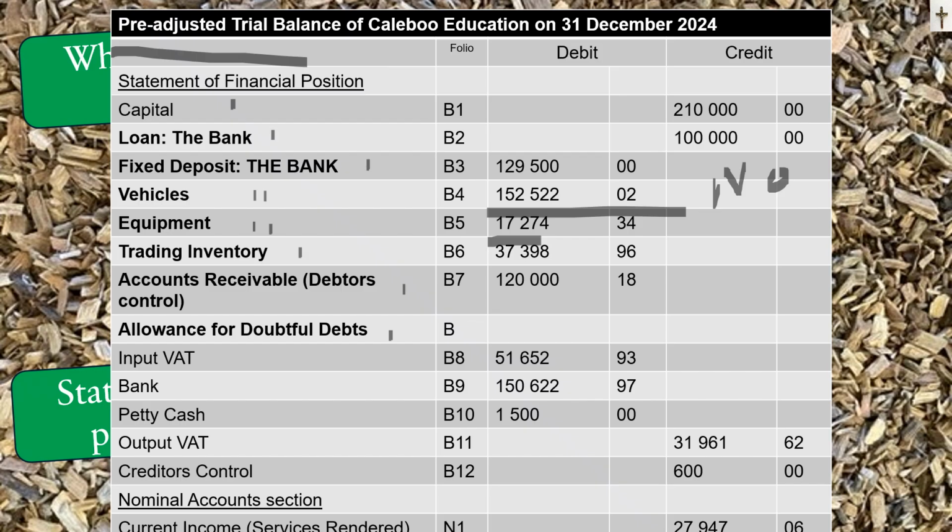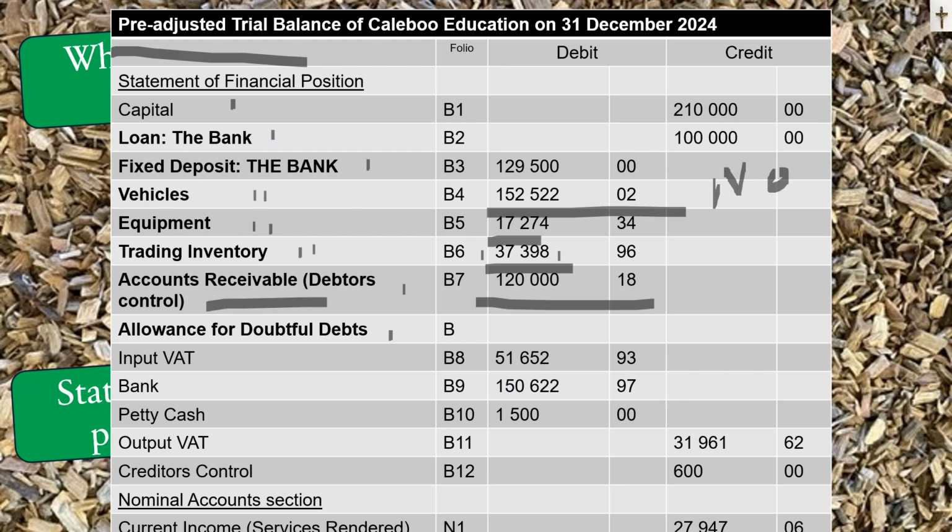17,274. No, because there's depreciation. Depreciation was the first adjustment that you've actually done. Trading inventory, is that a correct figure? Maybe not, because if you go count the stock, there might have been stock stolen and there would have been a stock loss. We can't show an asset with 37,398 when that is not correct.